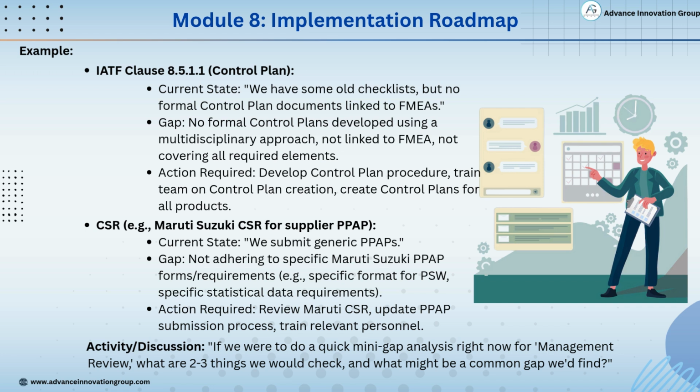The action required would be to develop a proper control plan procedure, train the team on how to create it, and implement this for all products. Second example, customer-specific requirements.